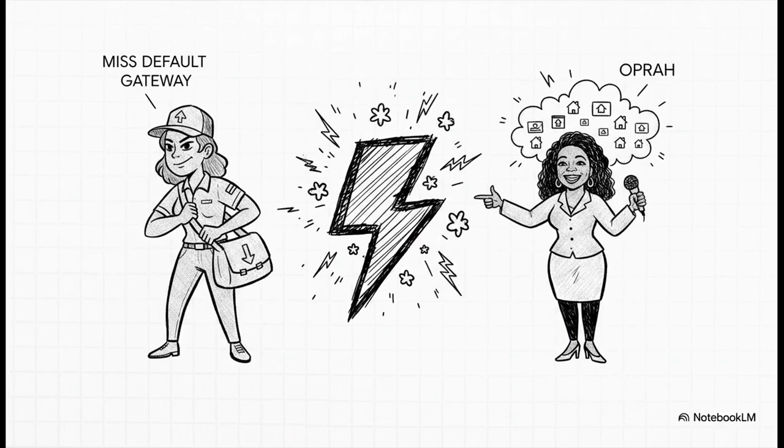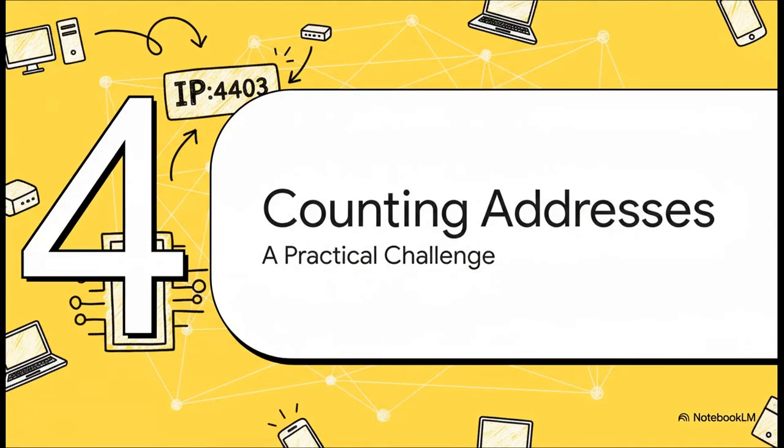And here is the plot twist of the century. You ready for this? The default gateway is Oprah. That's right. The exact same router that handed out all the IP addresses in the first place is also the gateway that sends all the messages out to the wider internet. Mind blown.